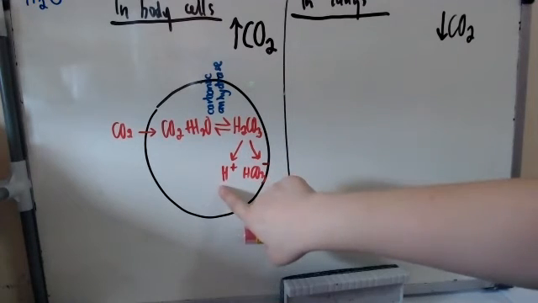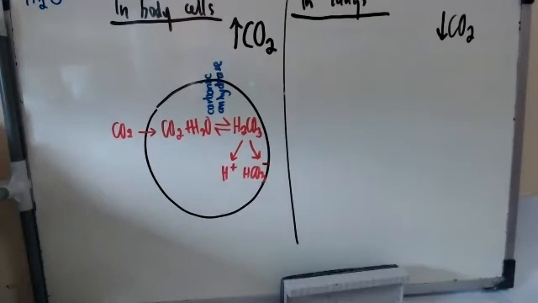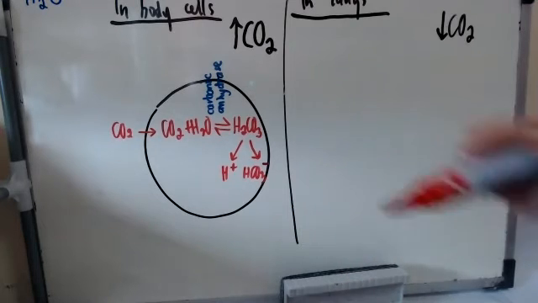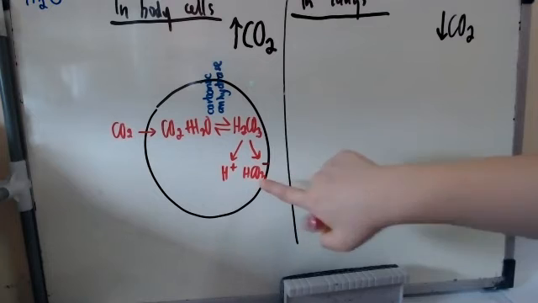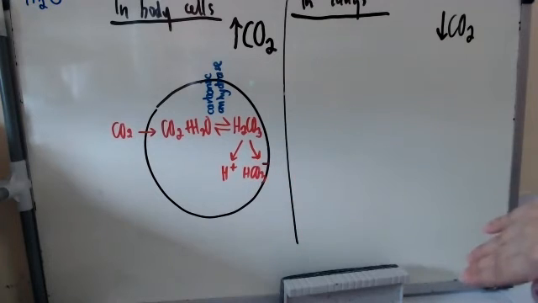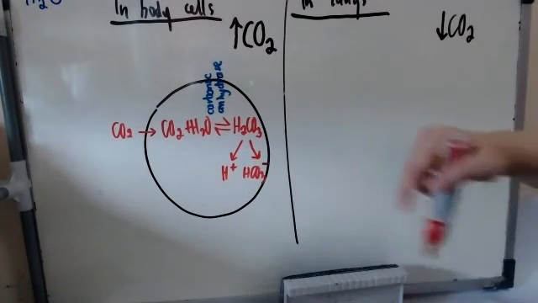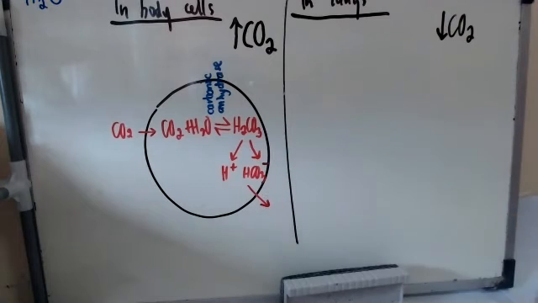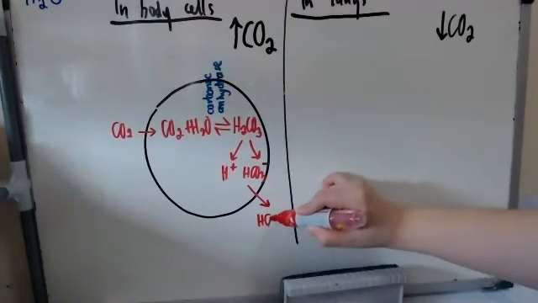H plus will stay inside the red blood cell because the cell is mainly negatively charged. So H plus will be attracted to the cell because the cell is negatively charged, while the negatively charged HCO3 will be expelled out because negative will repel. So it will move out of the red blood cell in the form of HCO3 minus.